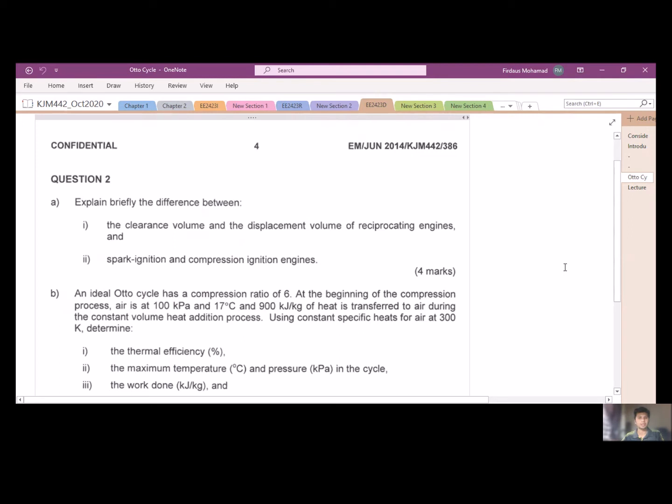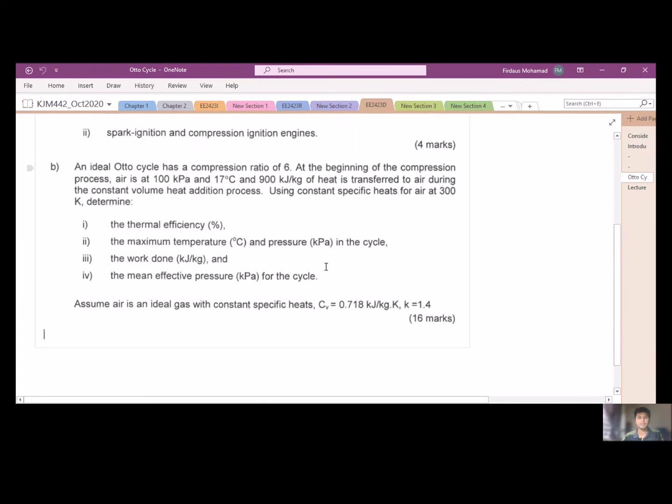Okay, so this was already explained in our previous lecture, so I think you can answer this. What is clearance volume, which is the minimum volume, and then displacement volume is the maximum volume. Spark ignition uses the spark plug in order to ignite the combustion process. And then compression ignition engine, no spark plug, but it compresses the air fuel mixture over the temperature limit or pressure limit for that mixture. Okay, so there is the answer for A1 and A2.